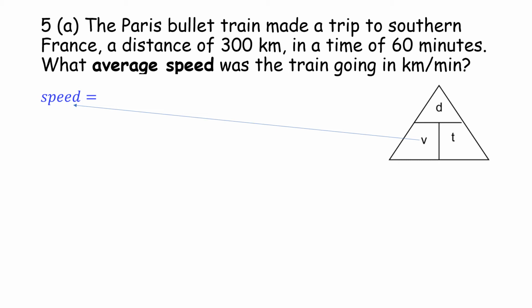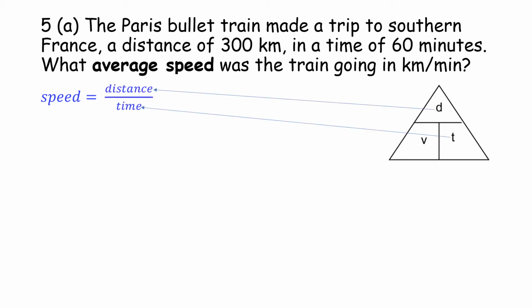So speed is the question. That leaves us with distance over time. Substitute in our values. Divide. You get 5 and then kilometers per minute. So that answers our first question.